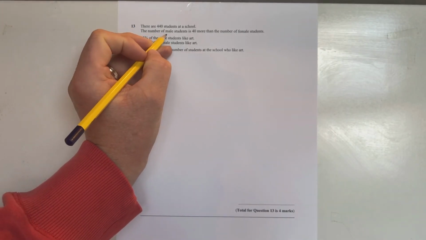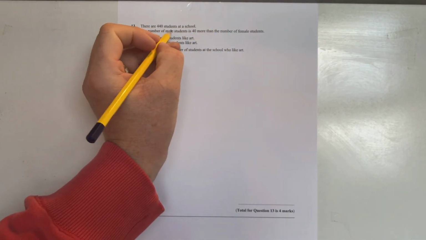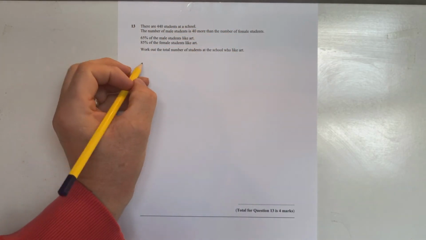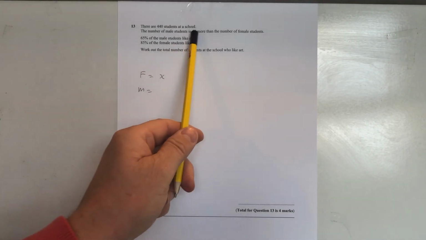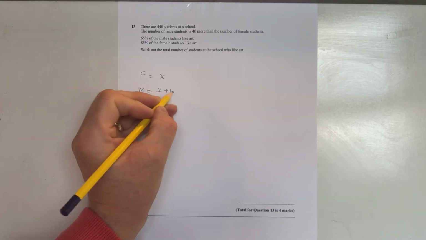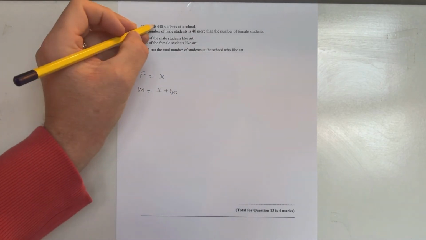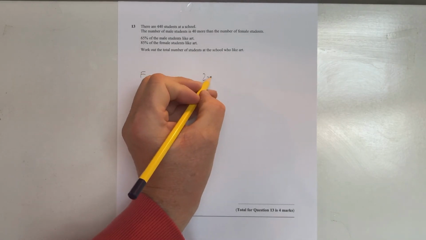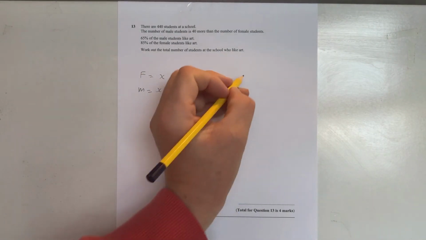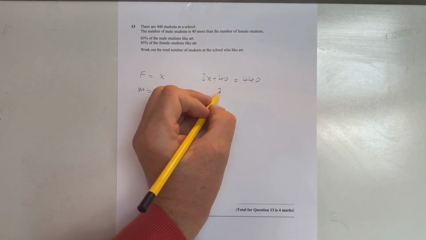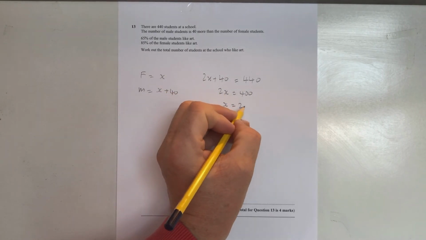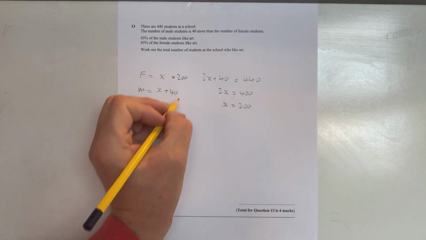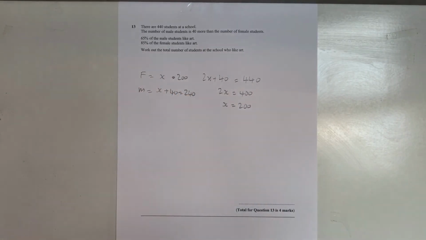Now there's actually a couple of ways that this can be done, but if I said that the number of female students was X, then male is 40 more than the female, so that's X plus 40. Now this together must equal 440. So 2X plus 40 must equal 440. That means that 2X must equal 400, so X must equal 200. So there are 200 female students and there are 240 male students.